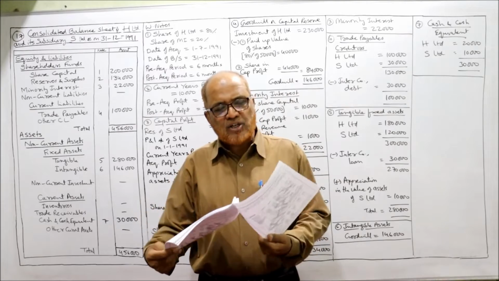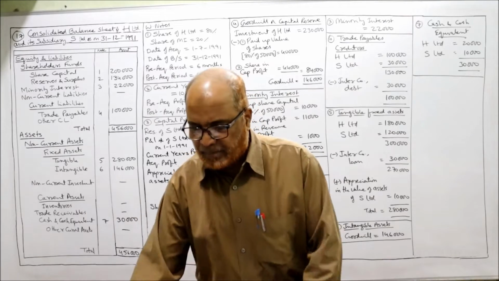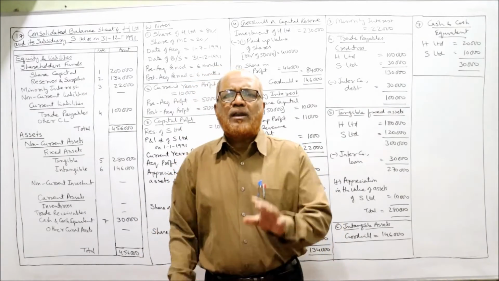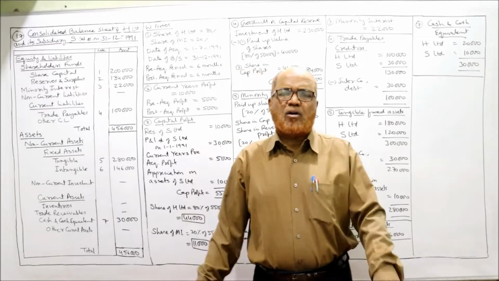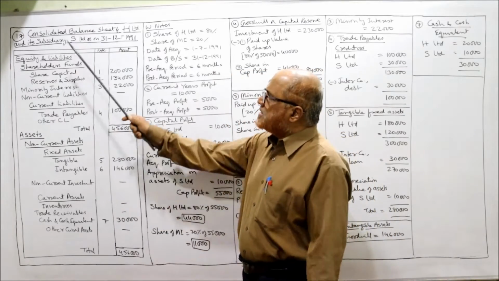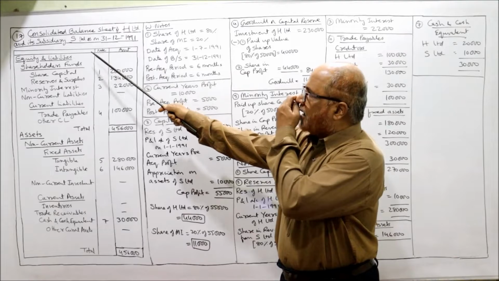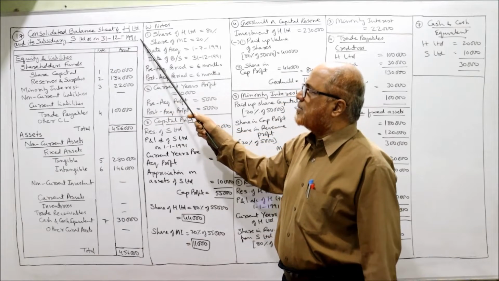Prepare consolidated balance sheet of H Limited and S Limited. That's all. So only one or two new points are there. Remaining all the points are same. See, consolidated balance sheet of H Limited and subsidiary S Limited as on 31st December 91.